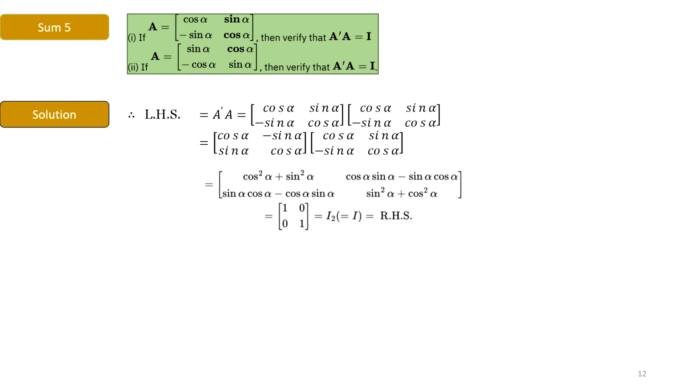On further simplification, we see that the LHS of the equation, after multiplying A transpose with A, is finally an identity matrix. We do a similar computation for verifying the second part of the problem statement.